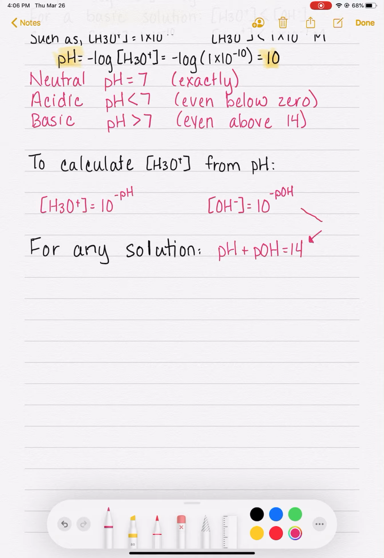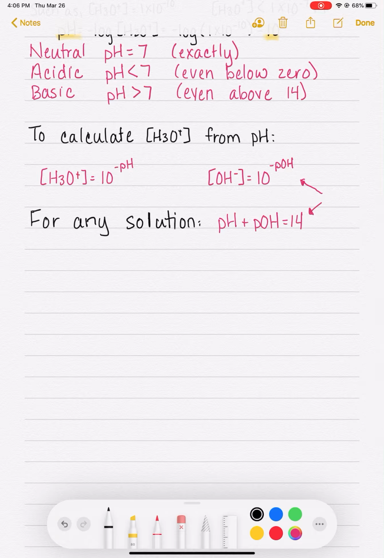And we're also going to use the pOH equations a lot as well. Even though we're not using them yet, we will. We'll use them quite a bit. Let's talk about this cool equation though. pH plus pOH equals 14. Let me show you where that comes from because this is fantastic.